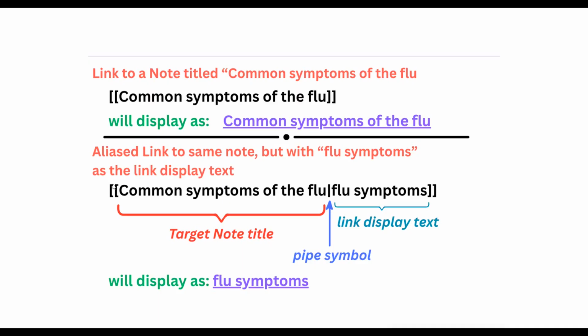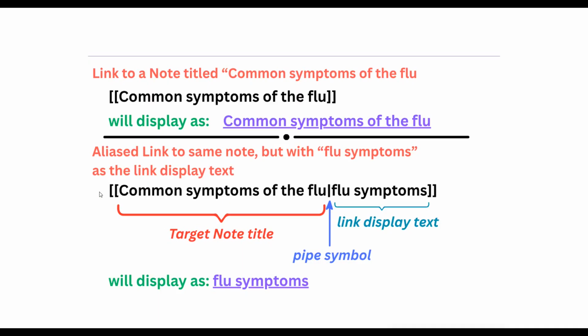To create the aliased link, I begin the normal way, 2 open brackets. I put the exact title of the target note, and then I put the pipe symbol. That's the vertical bar. And I follow that with whatever text I want displayed for the link. It can be anything I want. In this case, I choose it to be Flu Symptoms. This link will display in my Obsidian note like this: Flu Symptoms, purple and underlined. In other words, aliased links give you the power to control what text is displayed for your links.